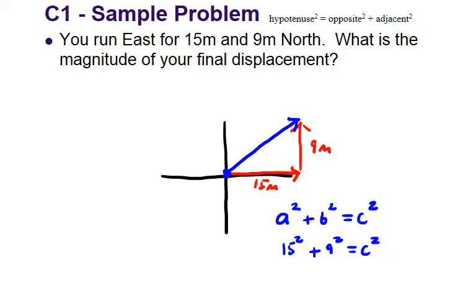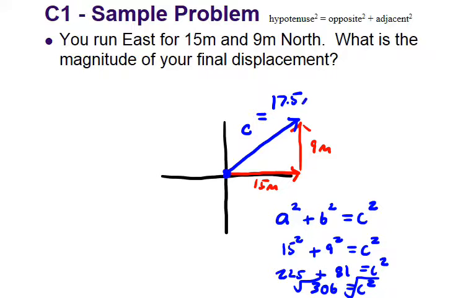15 squared is 225 plus 9 squared, 81, equals c squared. So we add 81 plus 225, which is 306, equals c squared. Take the square root of both sides. So c comes out to be 17.5 meters. So this is the direct route. Now really, to get displacement we would have to have the angle as well, but we're just getting the magnitude. For the full displacement, we would have to describe the angle.